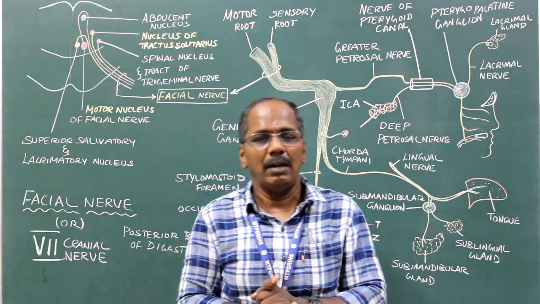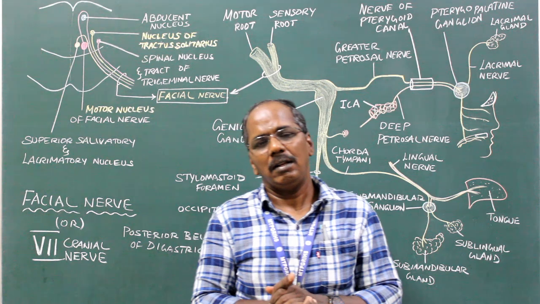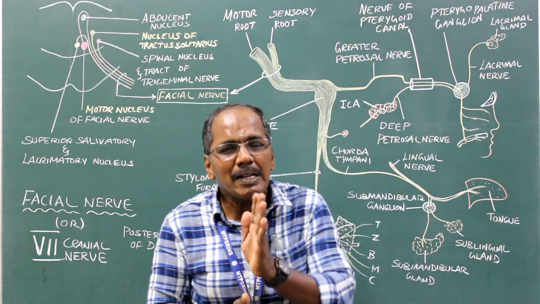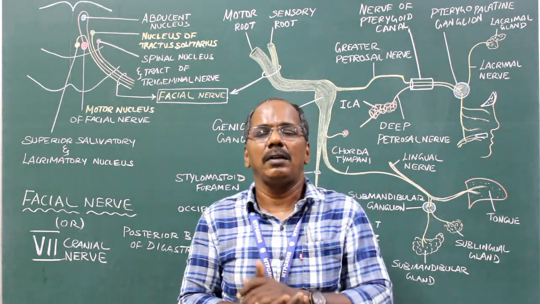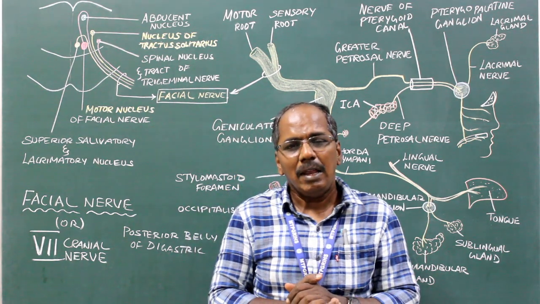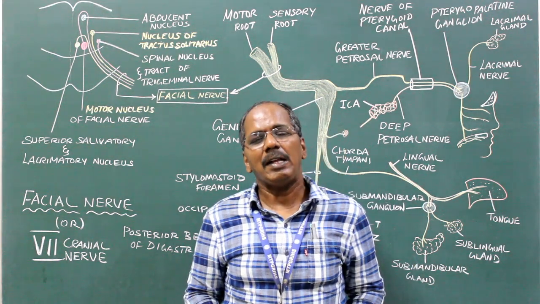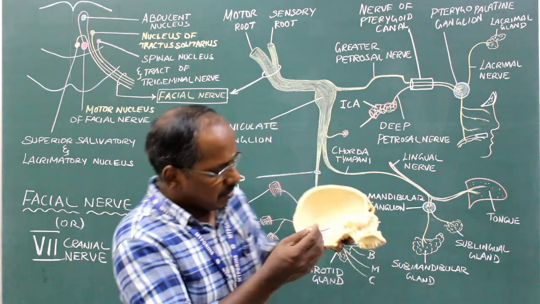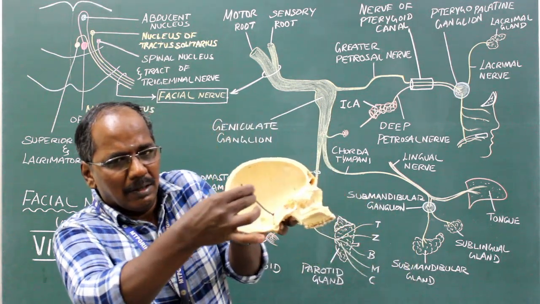After emerging from the pontomedullary angle, the two roots run laterally along with the vestibulocochlear nerve, that is the 8th cranial nerve, to reach the internal acoustic meatus. In the internal acoustic meatus, so this is the internal acoustic meatus.